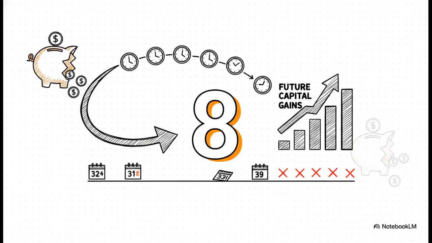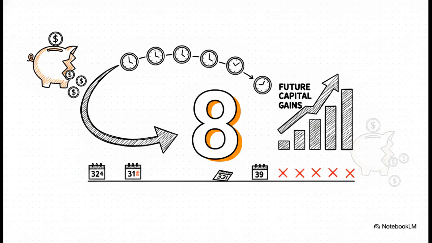So, what happens to the loss you carry forward? Well, think of this number, 8, as a ticking clock. Under Section 111, you have 8 assessment years after the year of the loss to find a suitable capital gain to set it off against. It's a classic use it or lose it situation.